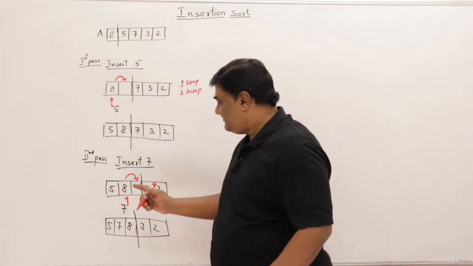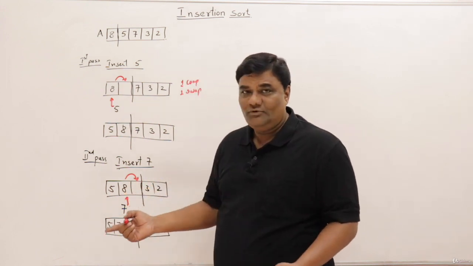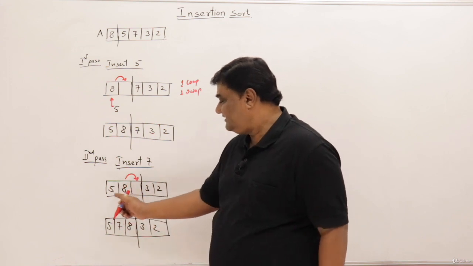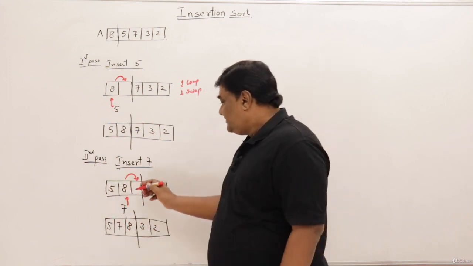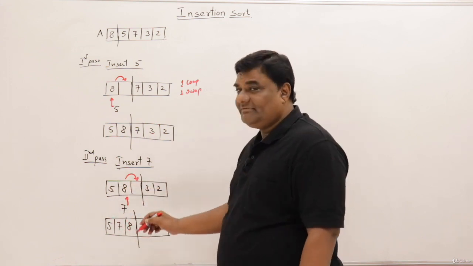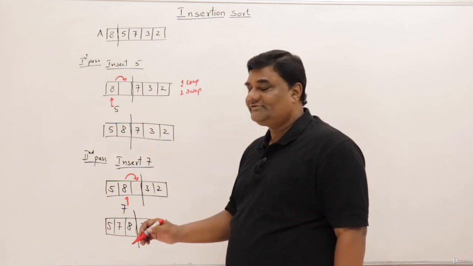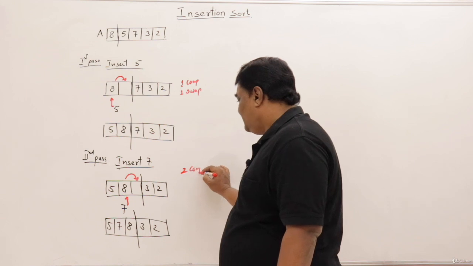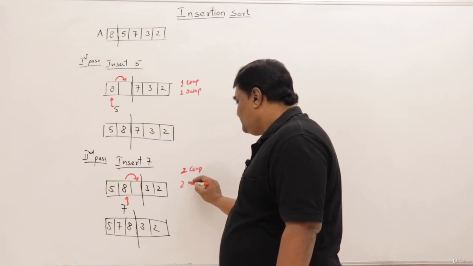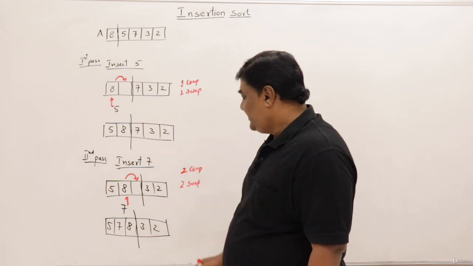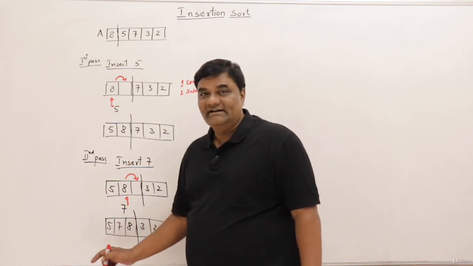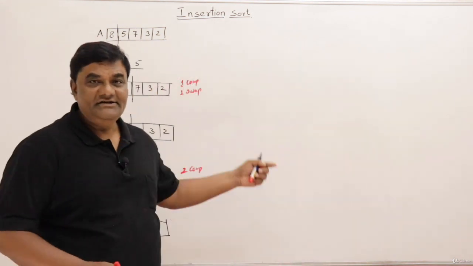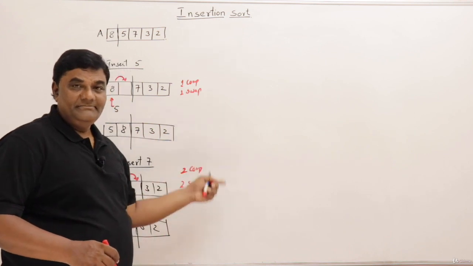But at most how many? Both 8 and 5 can move, it is possible. If the number is smaller than 5, then both can move. So let us write down maximum comparisons and maximum swaps. Maximum comparisons are 2 and maximum swaps are 2. Now we have to insert 2 more elements. Let me continue with the rest of the elements.